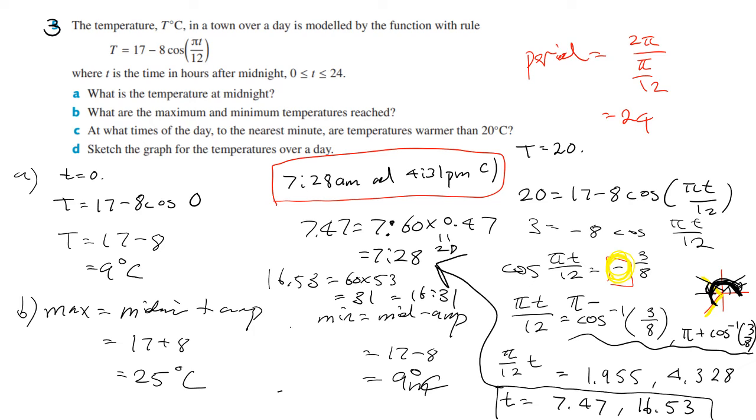Because our cos graph would look somewhat like this. Let's say that's 20 degrees. So that is 7:28 and that is 4:31. Okay, now let's move on to part D, which is sketching a graph.